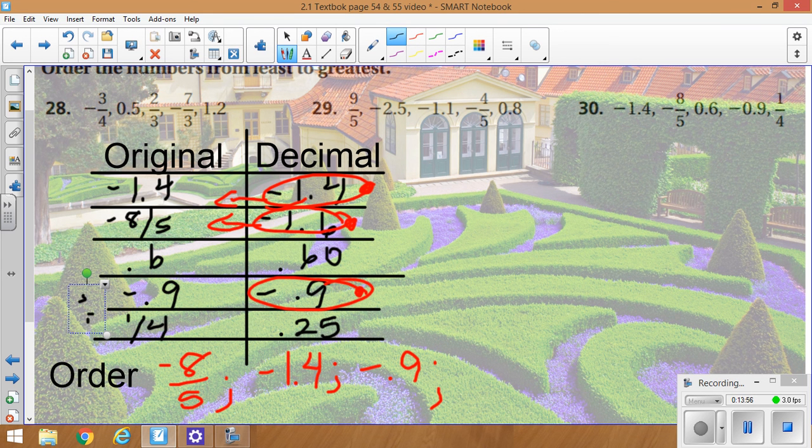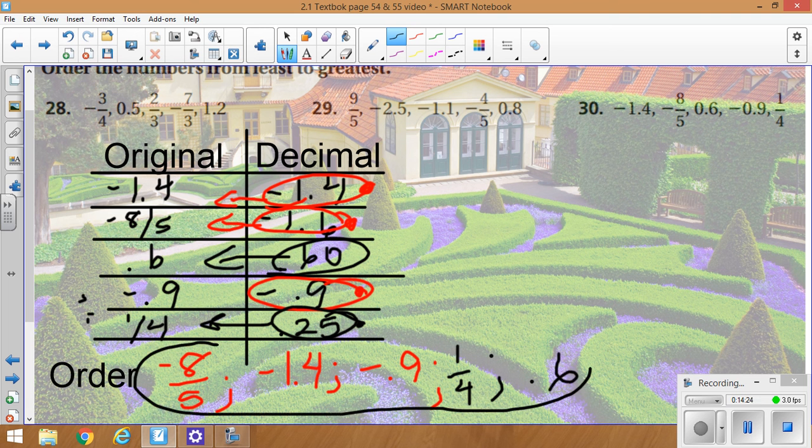So 25 cents comes next. And finally, my largest number, oops, sorry, I made a mistake. 1, 2, 3. So 0.25 is originally 1 over 4. That was my mistake. You need the original numbers. And finally, 0.60 is 0.6. So here is my order from least to greatest.